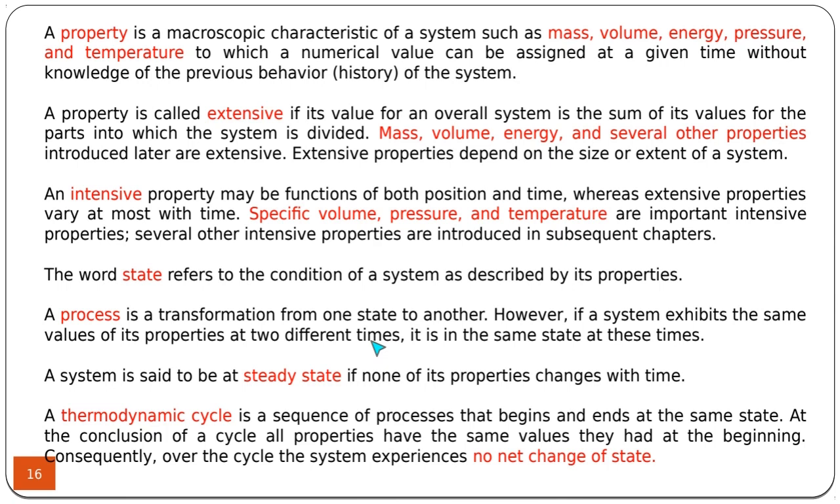A property can be extensive or it can be intensive. Let me first start with intensive. You can remember intensive from independent. It sounds like independent, intensive. Intensive properties are those independent of the size of the system. For instance, specific volume, pressure, or temperature. Because if you divide the system by 2, by 3, by infinitely many times, pressure or temperature or specific volume do not change. So they are called intensive properties because they are independent of the size. On the other hand, extensive properties are dependent on the size. They are mass, volume, energy, and some other properties. For instance, if you divide the system into two, mass is also divided into two, or energy content is also divided into two.